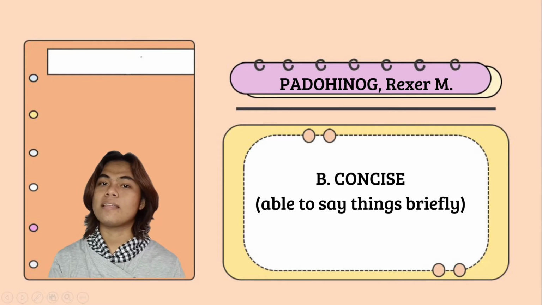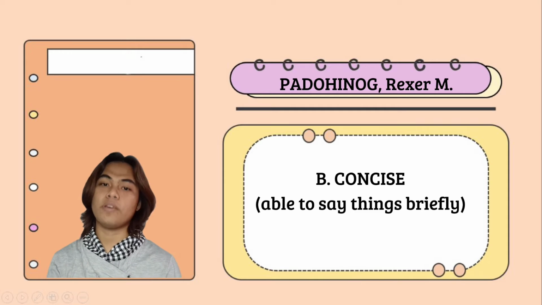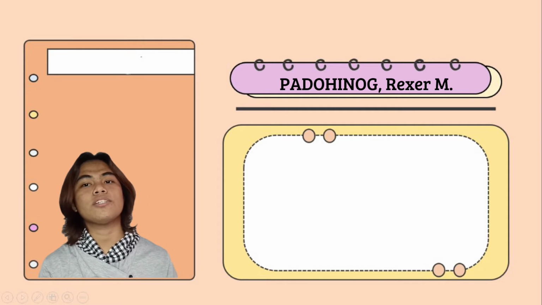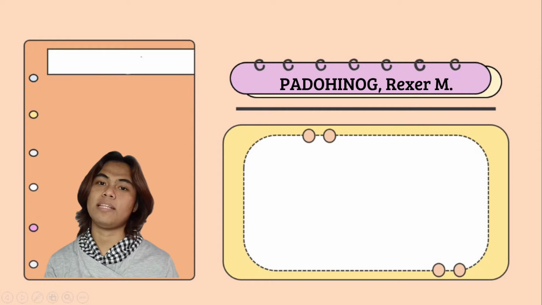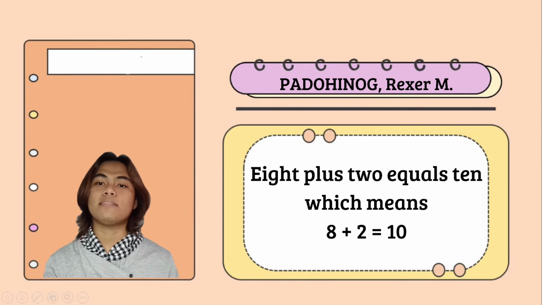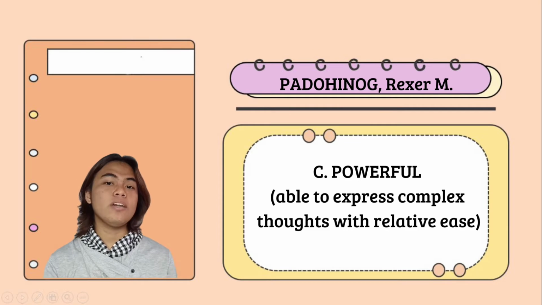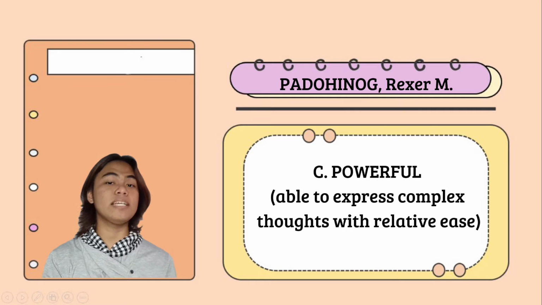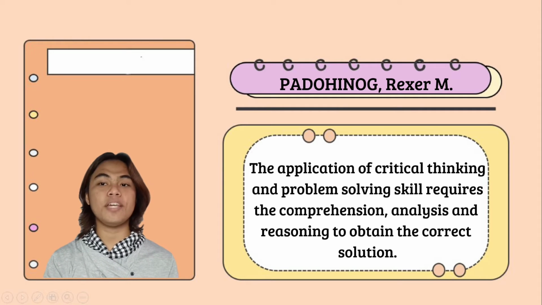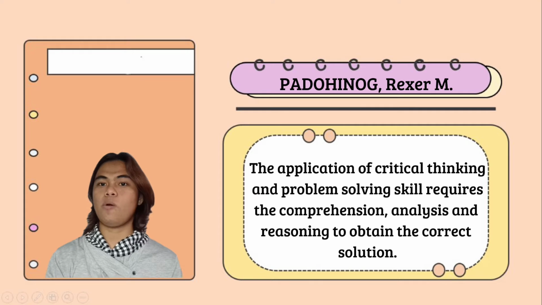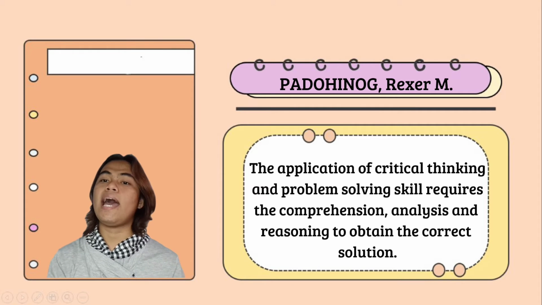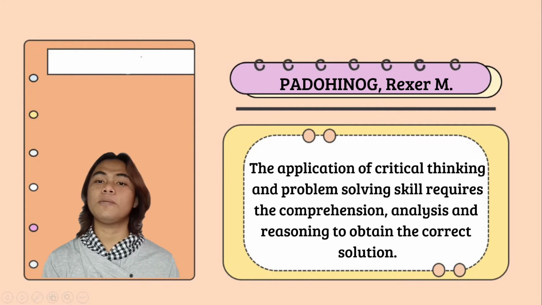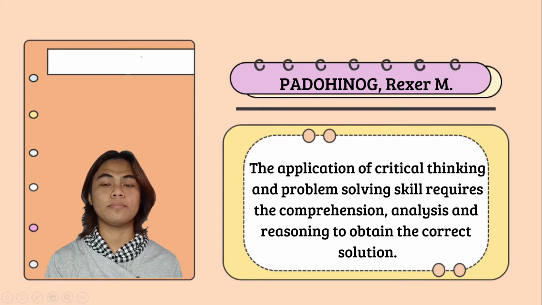B. Concise: able to say things briefly. Example, a long English sentence can be shortened using mathematical symbols. 8 plus 2 equals 10 means eight plus two equals ten. C, or the third one, is powerful: able to express complex thoughts with relative ease. Example, the application of critical thinking and problem-solving skills requires comprehension, analysis, and reasoning to obtain the correct solution.